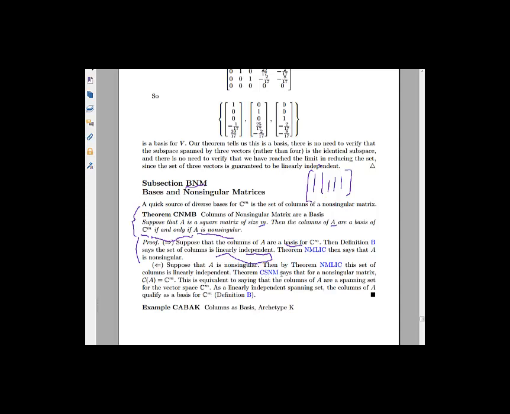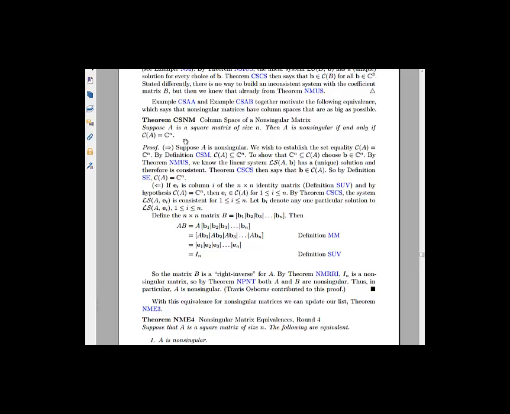Suppose A is non-singular. Okay, if A is non-singular, by the same theorem, the columns are linearly independent. And then we have another theorem that says for a non-singular matrix, the column space is equal to all of Cm. All right, let's look at that theorem just to verify. Suppose A is a square matrix of size n, then A is non-singular if and only if the column space is Cn. So you can review that theorem. We've looked at that before.